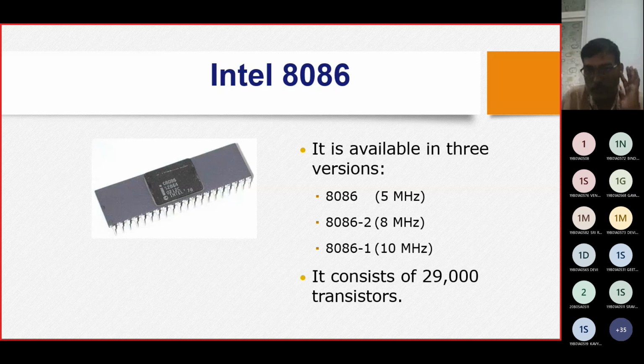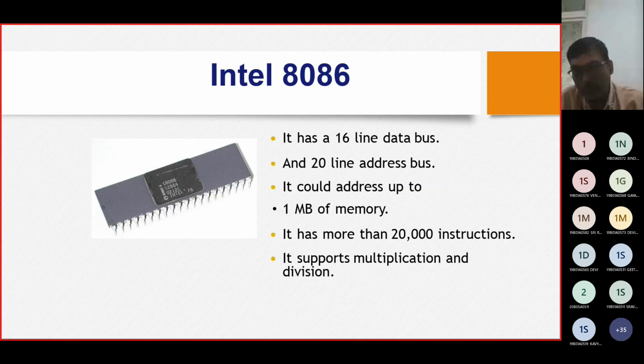Now coming to this, we have three versions which work at 5 megahertz, 8 megahertz, and 10 megahertz speeds, and the number of transistors was 29,000. It is the fourth generation makeup. Because the number of transistors is more, the clock speed is high, and instruction execution is also high.